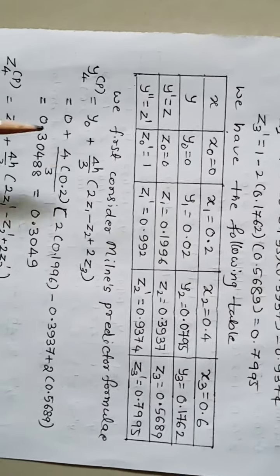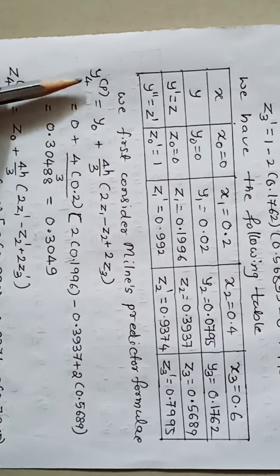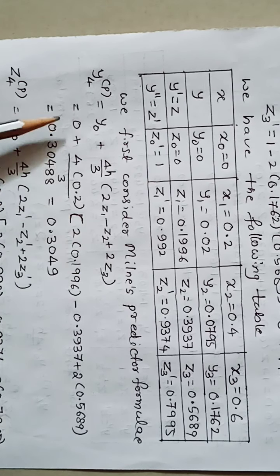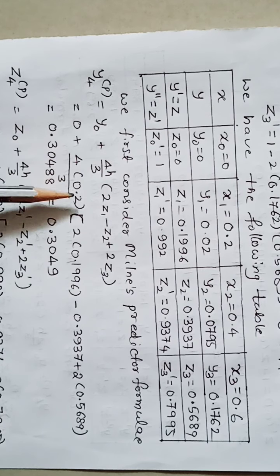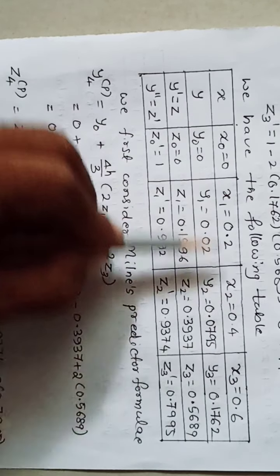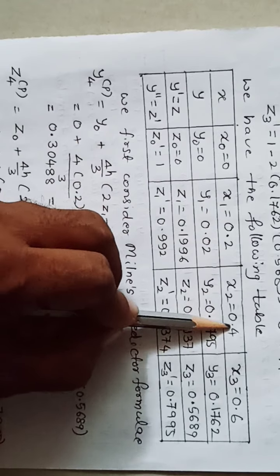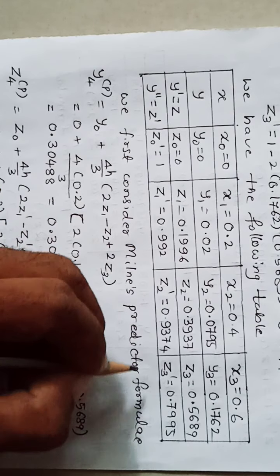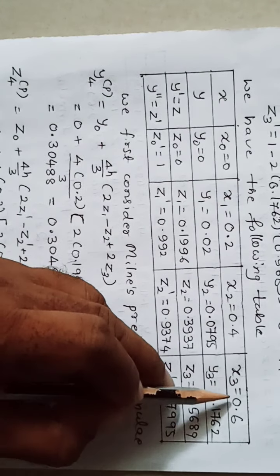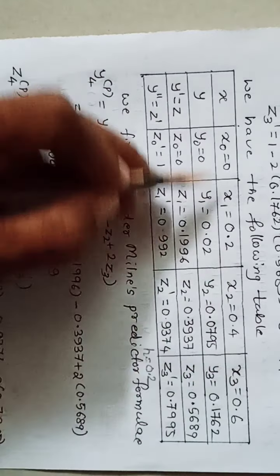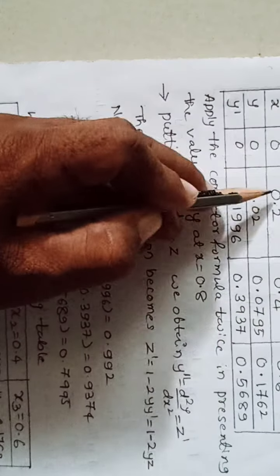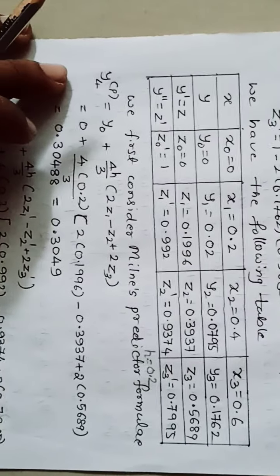We first consider Milne's predictor formula. Y4 of p is equal to y naught plus 4h by 3 times 2 z1 minus z2 plus 2 z3. So y naught is equal to 0 plus 4 into h. H is how much here? It is the width size or difference, 0.4 minus 0.2, so h is equal to 0.2. Everywhere it is equidistant, it is given in the question. 0.6 minus 0.4 is 0.2, the width size is 0.2.